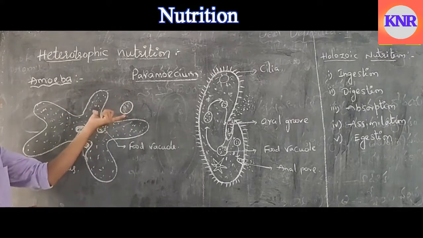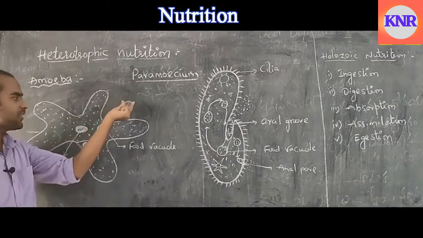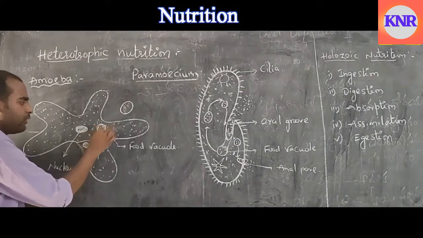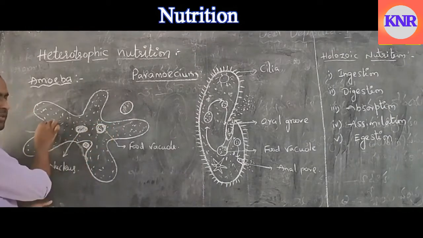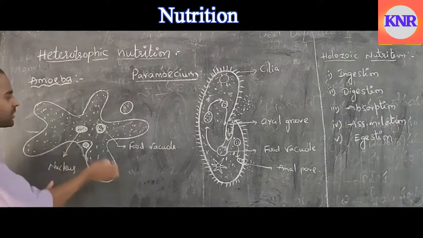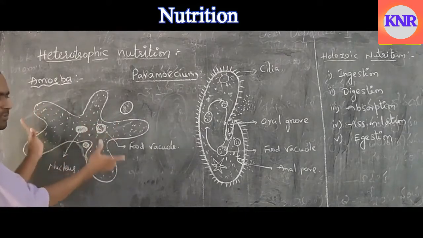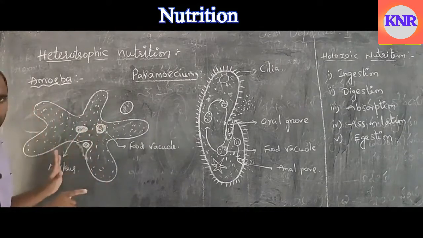The ingestion takes place by the pseudopodia. Next, digestion takes place inside the food vacuole. Then absorption is a simple process. Through the diffusion process it will be absorbed into the total cytoplasm, and then that will be assimilated.